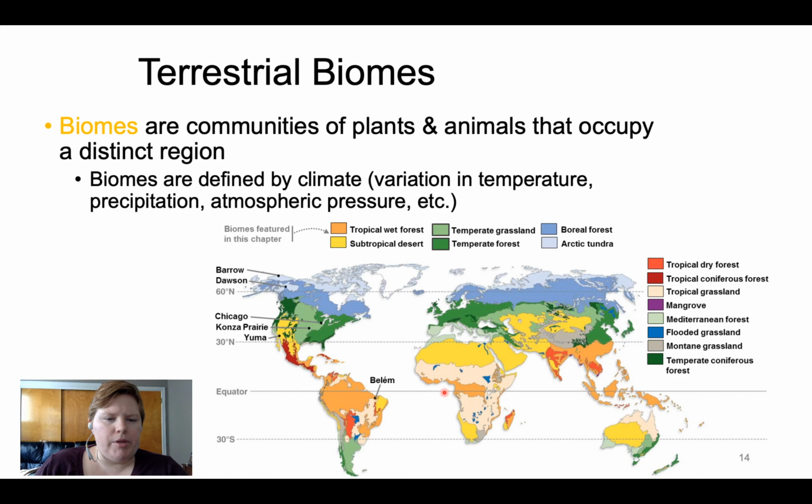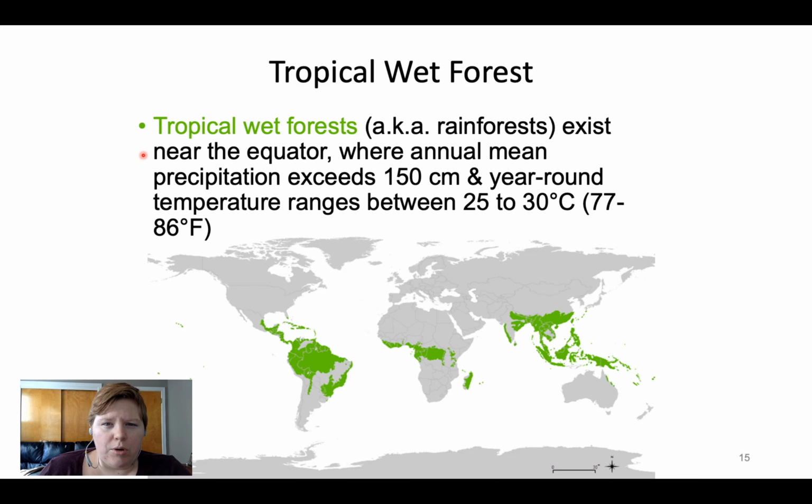So we'll start with wet forests. So tropical wet forests or rainforests primarily exist along the equator. Tropical wet forests get tons and tons of rain. That's one of the defining features of these forests.